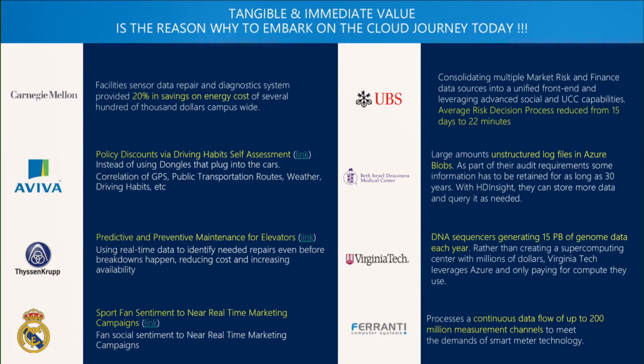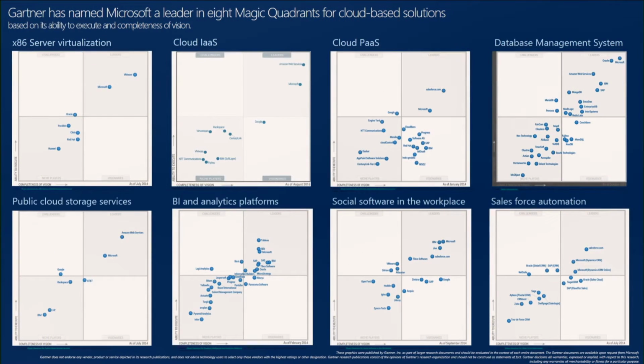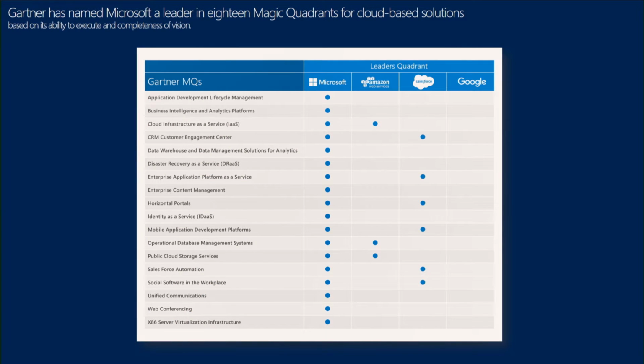I don't care about the industry. I don't care about anything. We can all learn from each other. And patterns are patterns. Now, let me go quite fast into something that's really cool. These are 8 Magic Quadrants from Gartner, and this is just a sample.